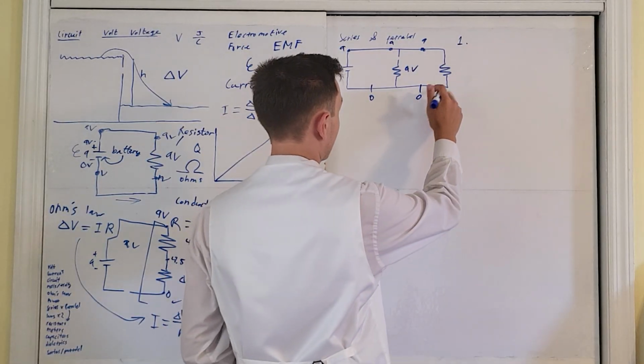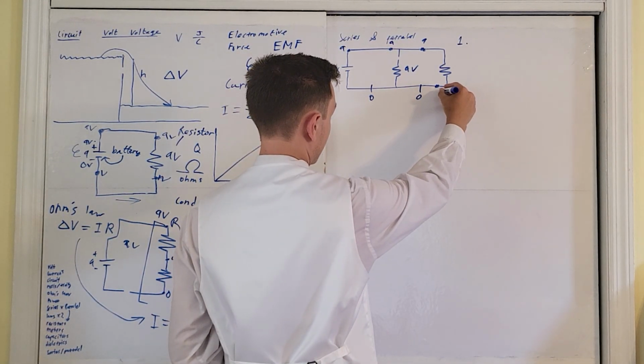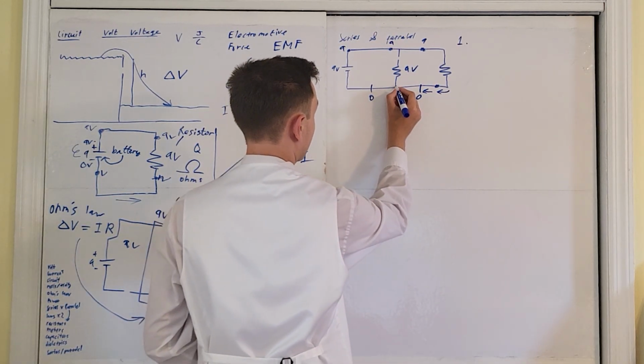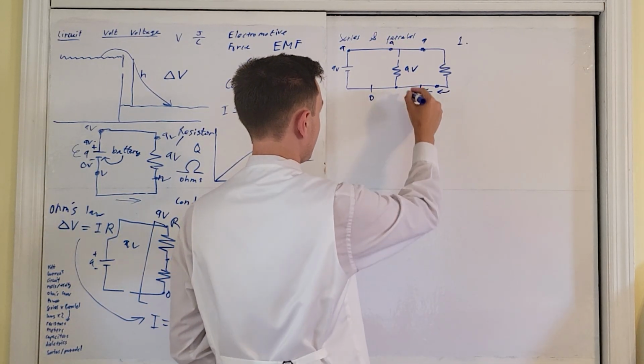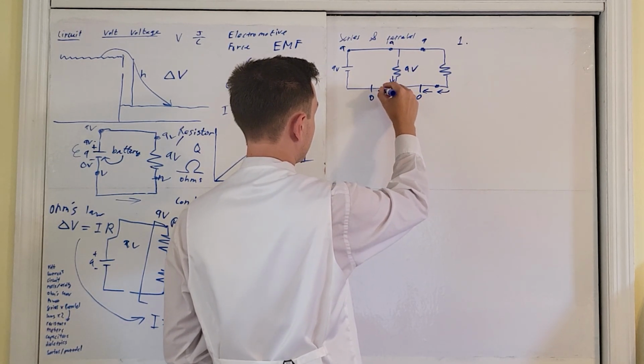If we consider this as our point, all the current that comes in on this wire must leave through that wire. If we consider this a point, all the current that comes in from the right and from the top must leave through the left.